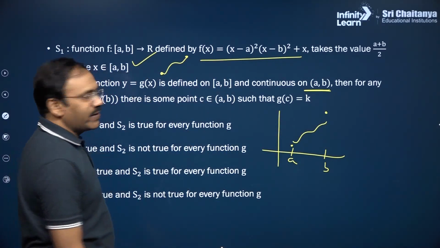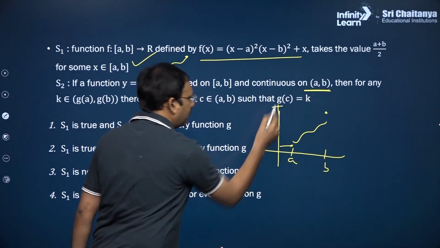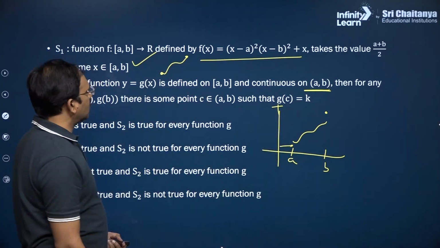So the second statement will be wrong, because it can't take all values between g of a and g of b, right. So this statement is wrong.